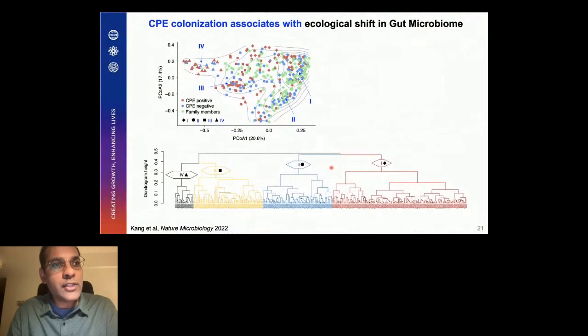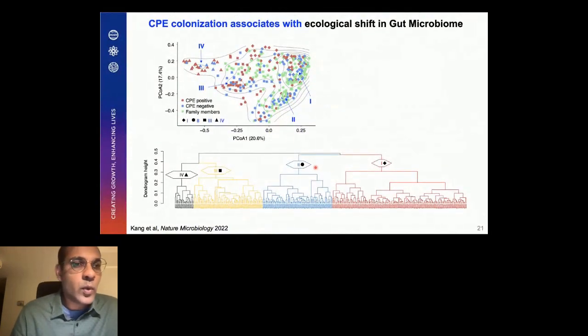So at the ecological level, what we found was that if you took the gut microbiome of these various individuals and projected them onto these first two principal components, we see 4 different clusters, but 2 of these clusters are more dominated by family members, so the healthy subset of our cohorts, while the colonized individuals shown in red here tend to be enriched in clusters 3 and 4.